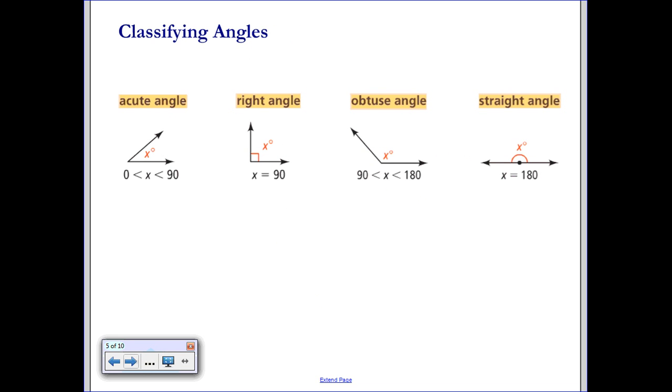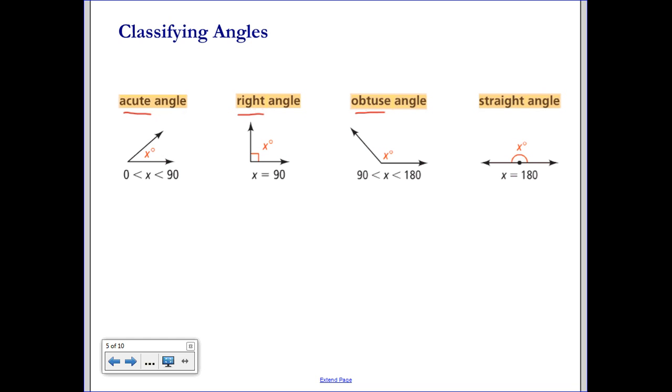To classify angles into different groupings, we have angles that are less than 90 degrees, which are called acute angles. These are good vocabulary words to know. We have angles that are exactly 90 degrees, and those are called right angles. And that's like the corner of a piece of paper, corner of a desk, and corner of a rectangle, 90 degrees. Obtuse angles are the ones that are greater than 90, but less than 180.